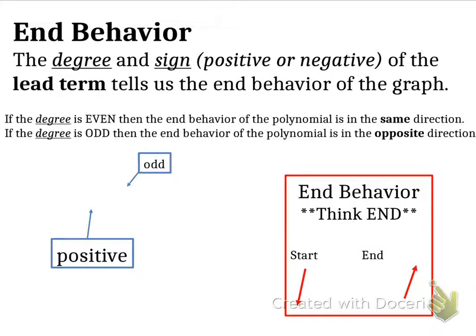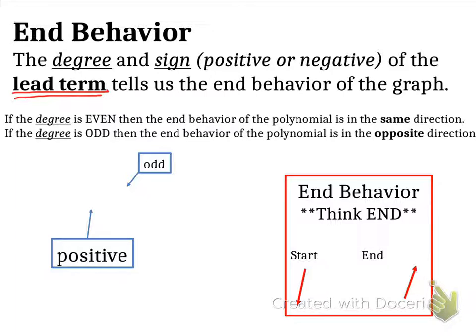So we can figure out the end behavior without even looking at the graph. The degree and the sign, meaning whether it's positive or negative, of the lead term, which we know what that is, tells us the end behavior of the graph. If the degree is even, then the end behaviors, both sides, are in the same direction. So they're either both going up or they're both going down. If the degree is odd, then the end behaviors are doing the opposite.